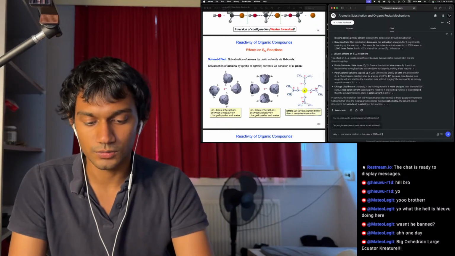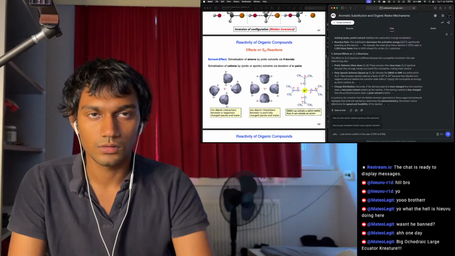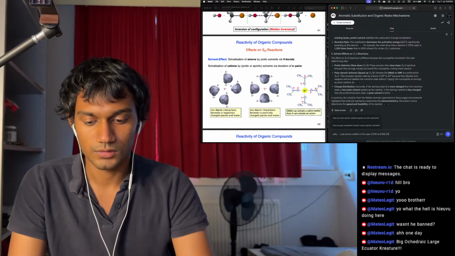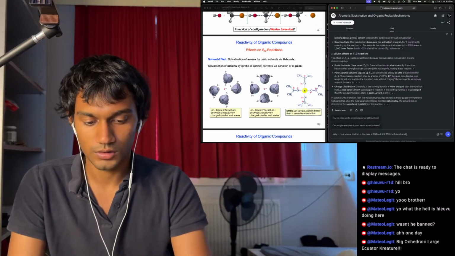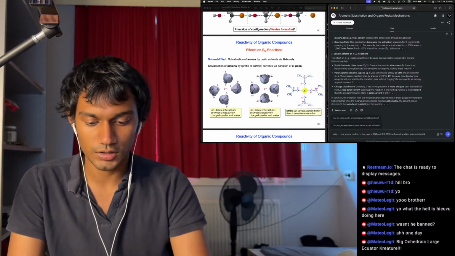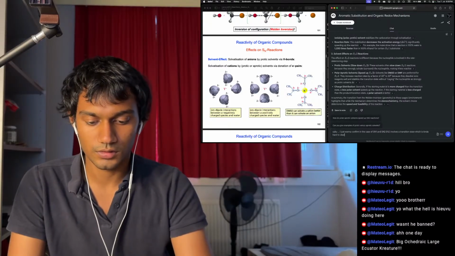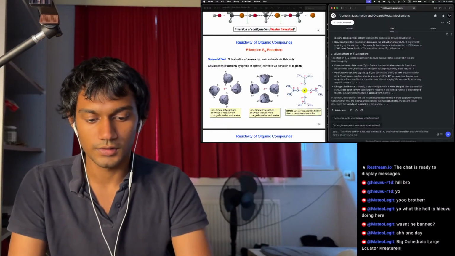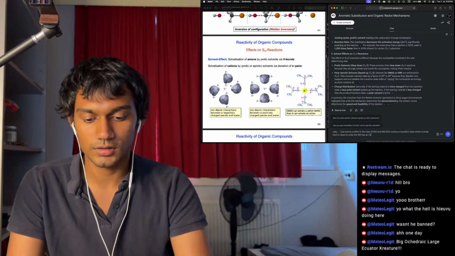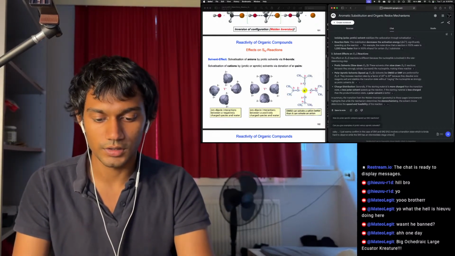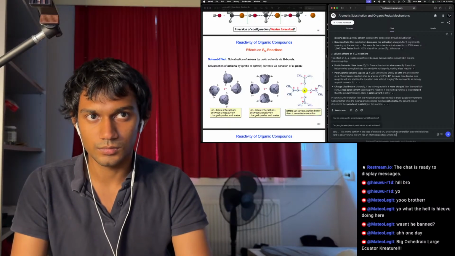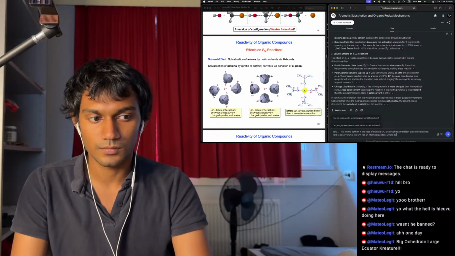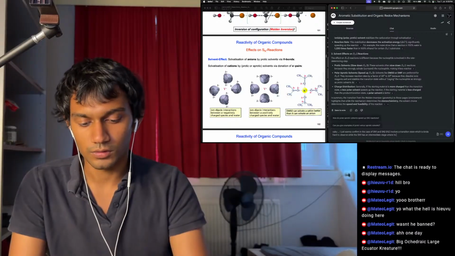SN1, SN2. SN2 involves a transition state which is kind of hard to observe, while the SN1 has an intermediate stage where it's easy, where it's observable.